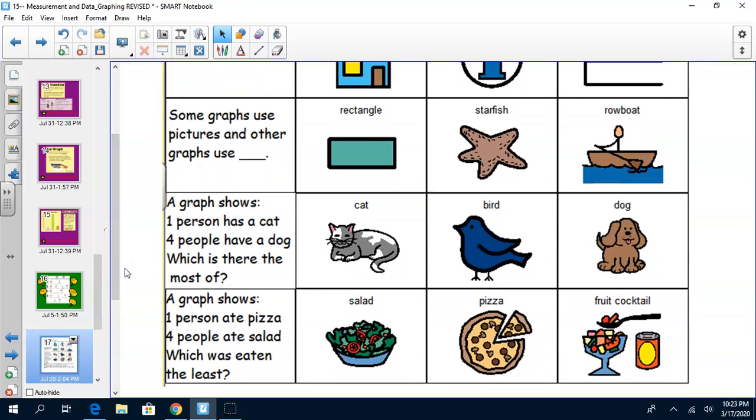All right, so let's practice a graph. So we have a graph and it shows one person has a cat. Some of you guys might have a cat at home. The graph also shows that 4 people have a dog. So if you think of 1 cat and 4 dogs, which is there the most of? Are there more cats, more dogs, or more birds? So think about that for a second, and then again, just do your best to answer the question.